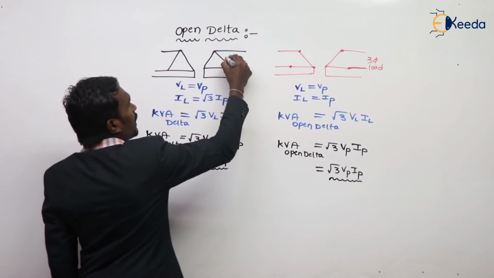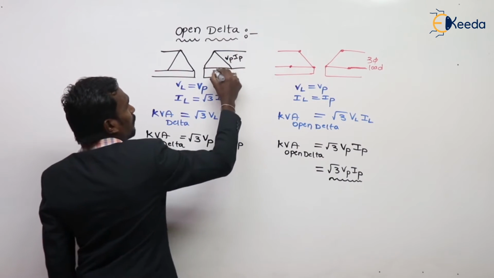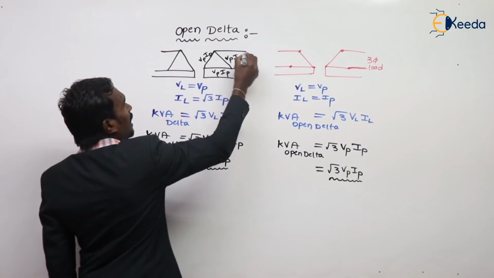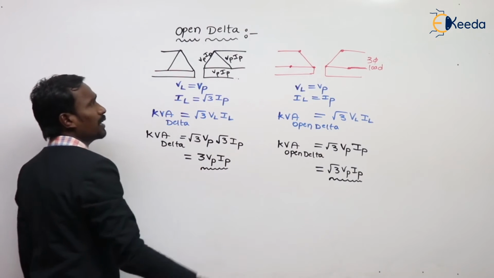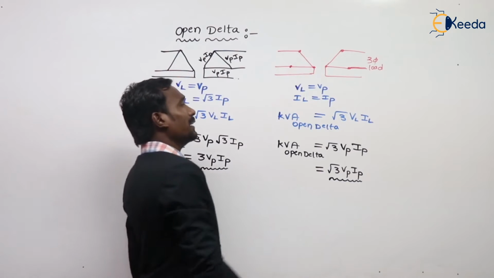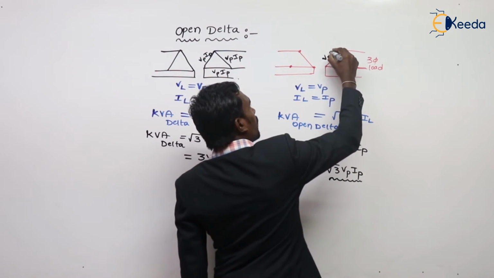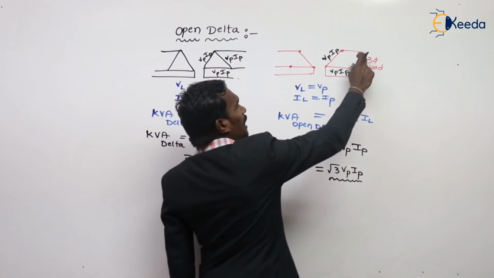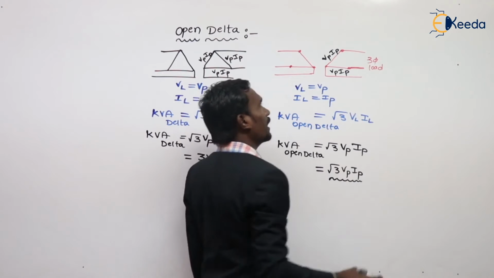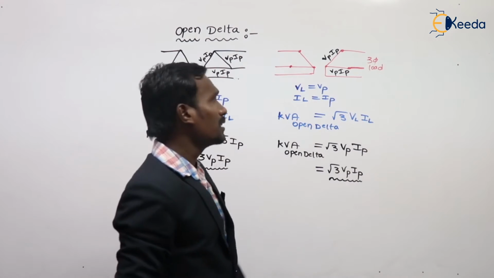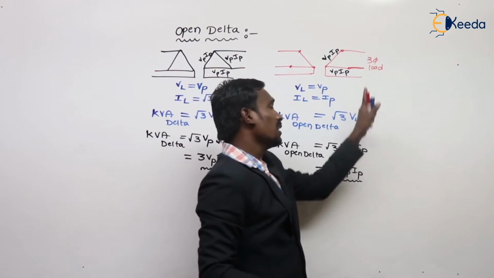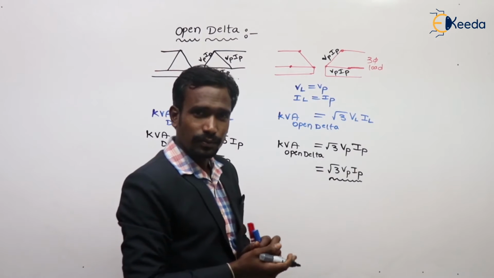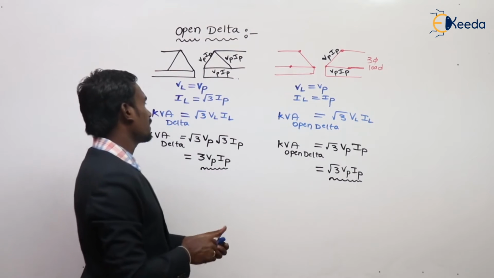For example, if each single-phase transformer capacity is V phase I phase, then the load capacity of the delta is 3 times V phase I phase. But in open delta, with each transformer capacity V phase I phase, the load kVA is only root 3 times V phase I phase. This is not 2 times V phase I phase. Remember this.